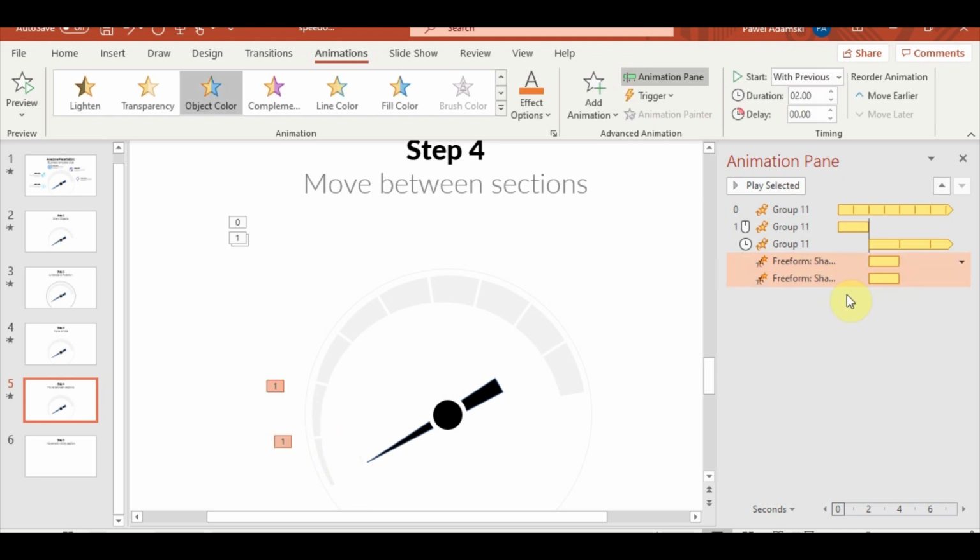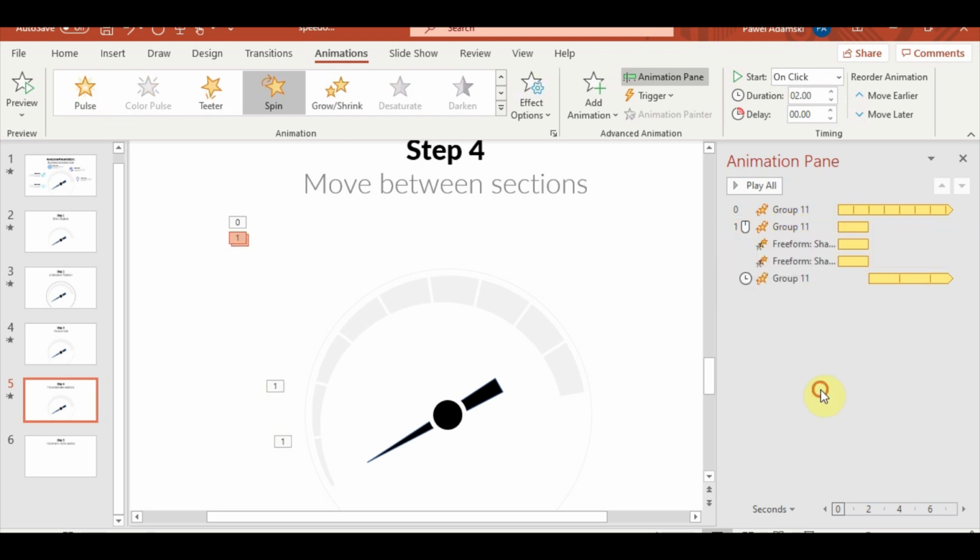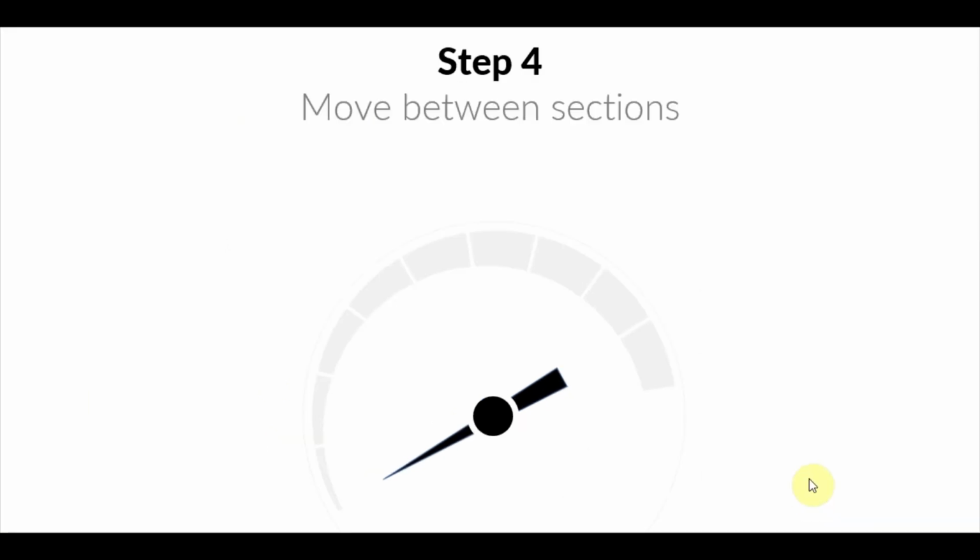So to do that, I need to highlight those two animations and move them one notch up so that this animation would exactly start when the needle starts moving. Let's see how it looks like now. So there's the initial idle move. I click, it highlights, and the end highlighting. Now the needle just will keep rotating within the range.